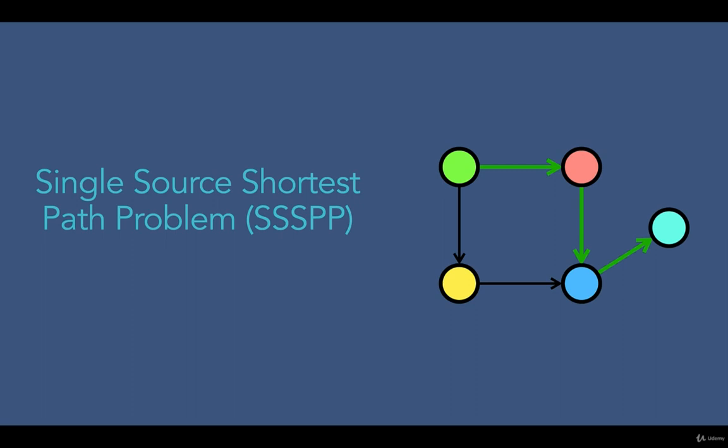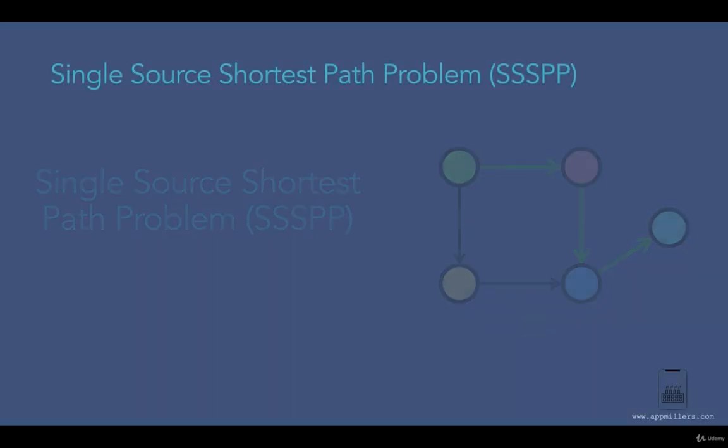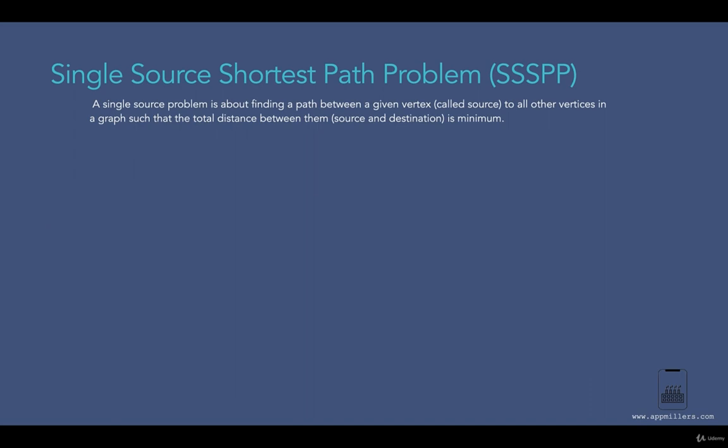Now, before continuing to the solutions of single source shortest path problem, let's first identify what the single source shortest path problem is. By definition, a single source problem is about finding a path between a given vertex, which is called the source vertex, to all other vertices in a graph, such that the total distance between them, source and destination, is minimum.